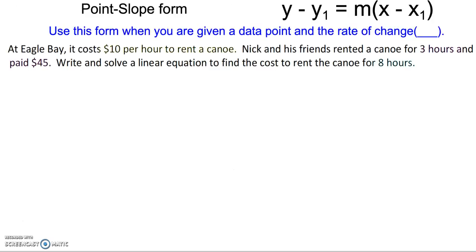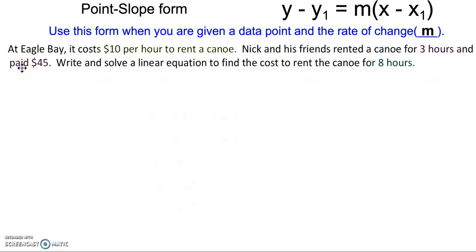All right, so first we're going to look at point-slope form. To remind you, the point-slope form is y minus y1 equals m times x minus x1. M is the rate of change or the slope, and x1, y1 is a data point. So we use this form when the verbal description gives us a data point, which means an x and a y, and the rate of change, which is the slope.